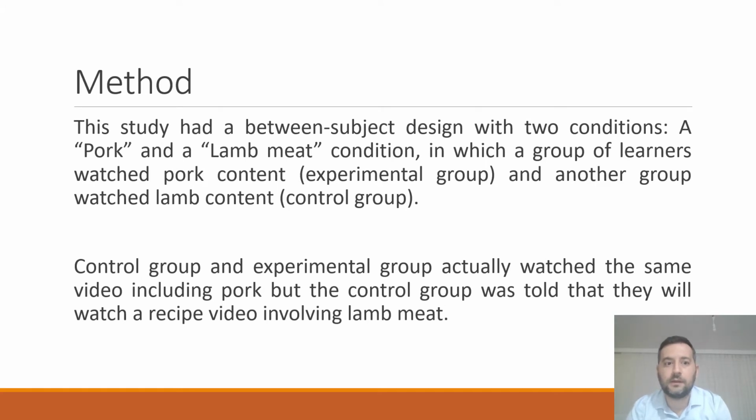And the method: this study had a between-subject design with two conditions, a pork and a lamb meat condition, in which a group of learners watched pork content, the experimental group, and another group watched lamb content, the control group. The control group and experimental group actually watched the same video including pork, but the control group was told that they will watch a recipe video involving lamb meat.